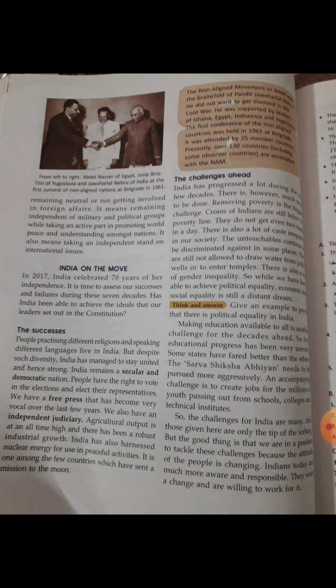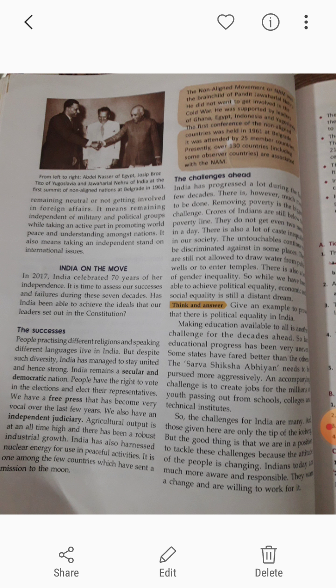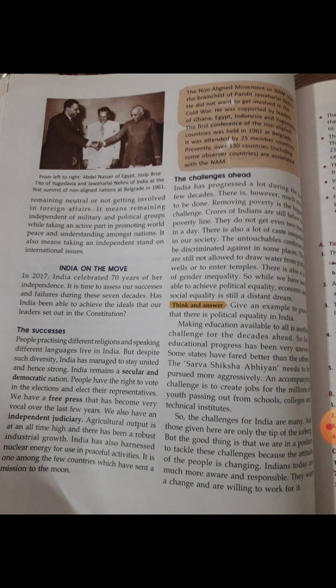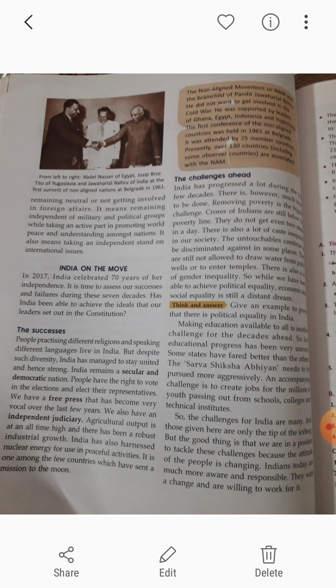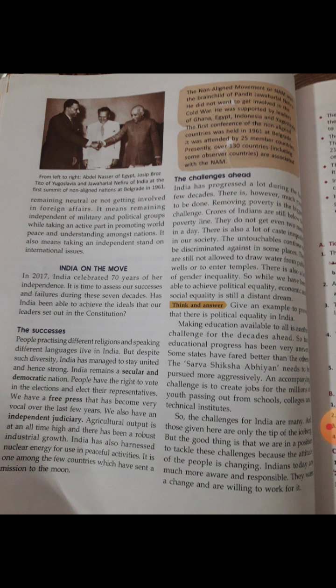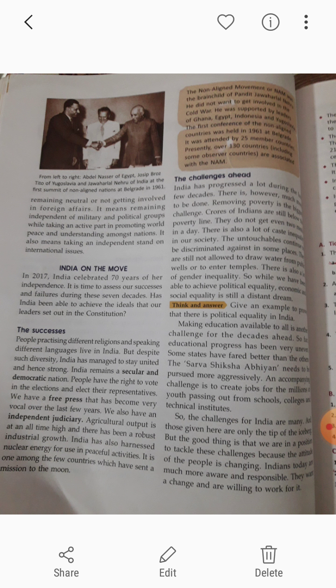Now, after that, challenges come ahead. What are the challenges? India has progressed a lot during the last few decades. However, much more has to be done. One is removing poverty from our country. Crores of people are still below the poverty line. They are known as BPL. They do not even get two meals a day.